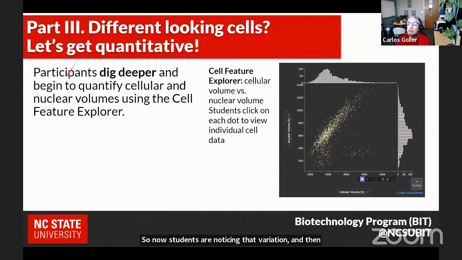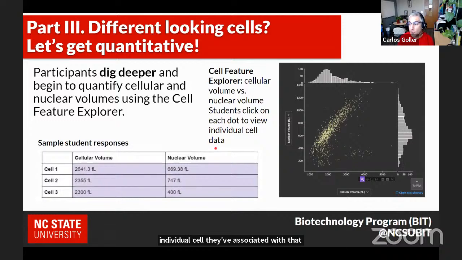And in part 3, participants dig deeper. They begin to quantify cellular and nuclear volumes using the Cell Feature Explorer. And over here on the right, you can see on the slide how the cellular volume versus nuclear volume can be graphed, and students can click on each dot to view an individual cell and the data associated with that individual cell. So they are working with and interacting live on a website with thousands of cells.